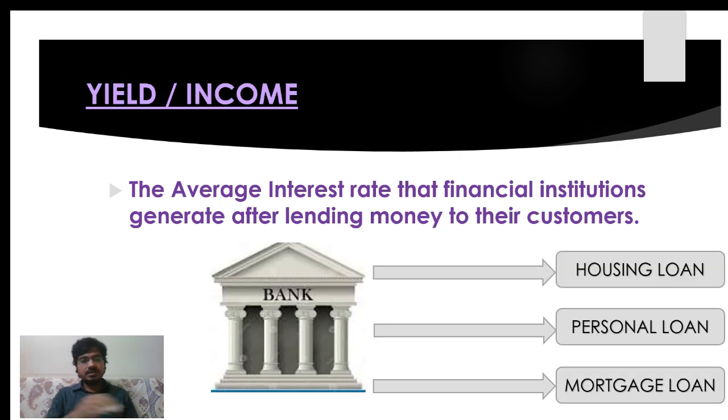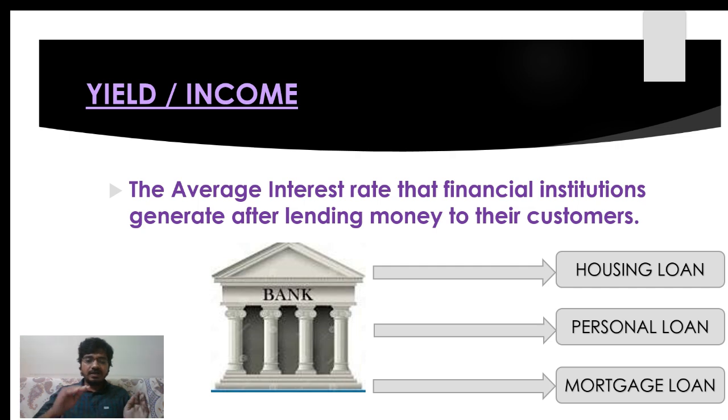And the next one is yield or income. This is the asset for the bank. Here, the bank has already taken all the deposits from customers, like savings account, current account, fixed deposit, bulk deposit. The bank has already collected some money and stored it as a reserve.